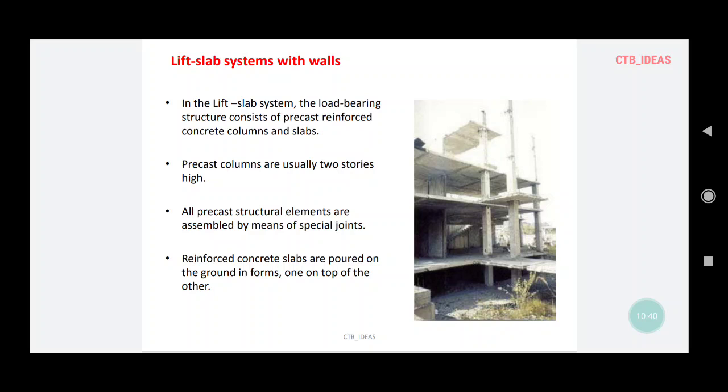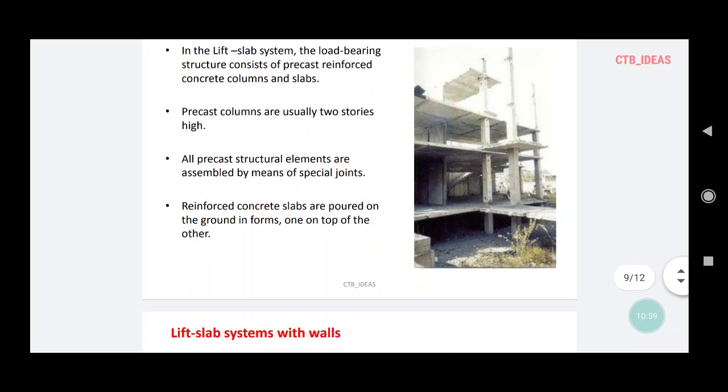So all precast structural elements are assembled by means of special joints. As per the manufacturer, you have those special joints. Reinforced concrete slabs are poured on the ground in forms, one on the top of the other. Okay, in the next slide the picture would be clearer.